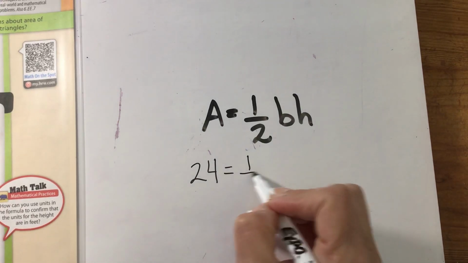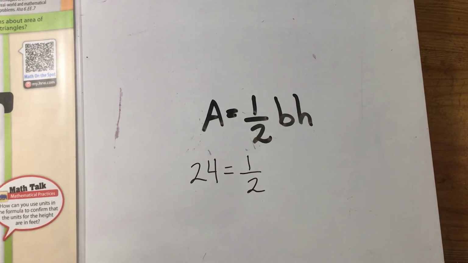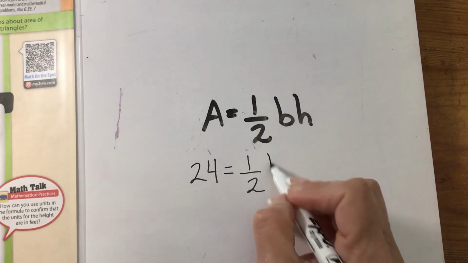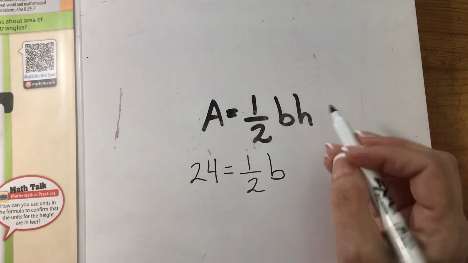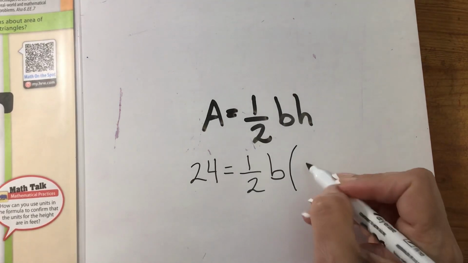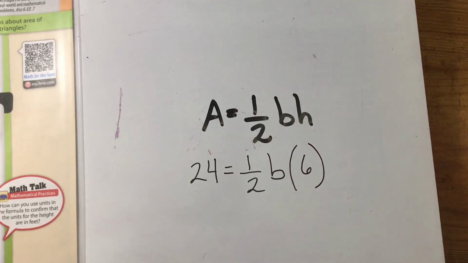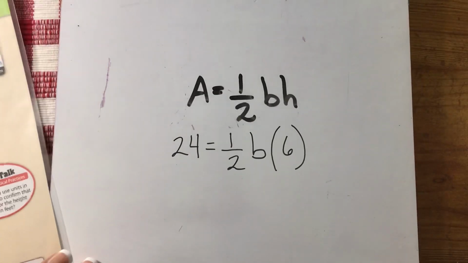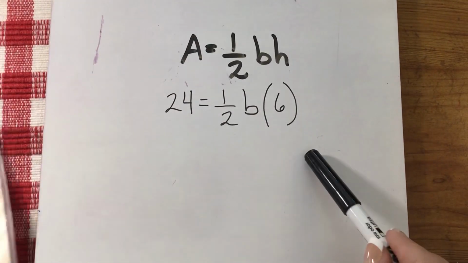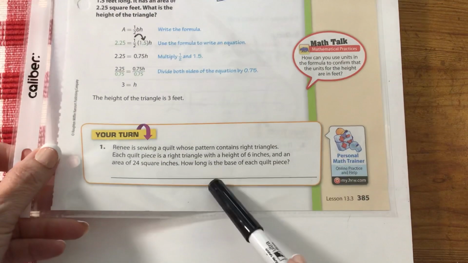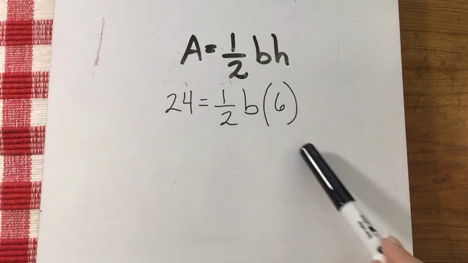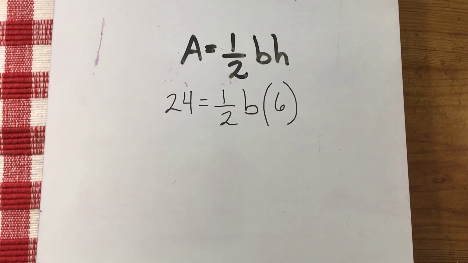The 1/2 stays the same. That doesn't change. I don't know what my base is, so the B stays the same. But I do know what the height is because they told me it was 6 inches. Okay, hopefully you guys try to set it up like this. I just took the information that I had and plugged in what I could. Now remember, I'm solving for B. B is going to be my variable.